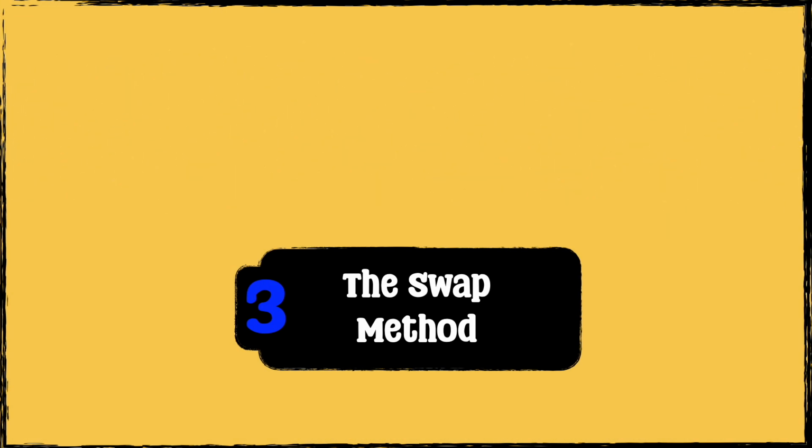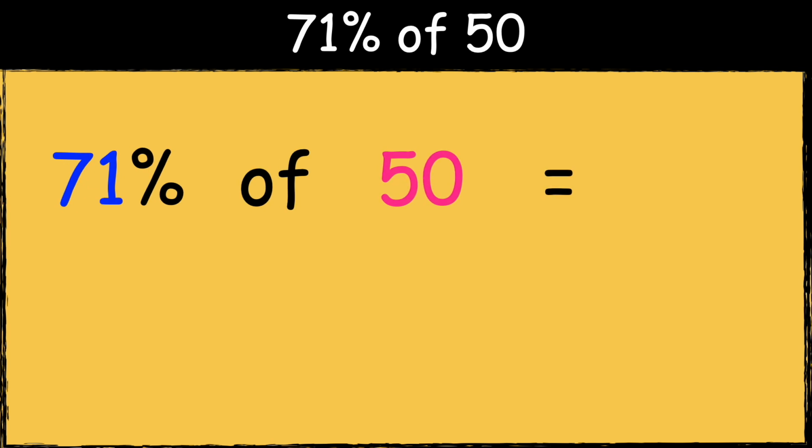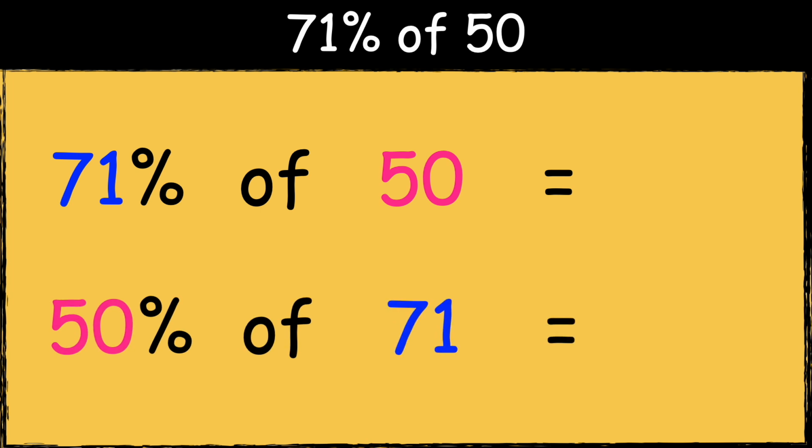Finally, let's look at the swap method, which is a handy little trick if you come across a particularly difficult percentage. 71% of 50. In any percentage calculation, you can swap the numbers around. For example, 71% of 50 gives you the same answer as 50% of 71.